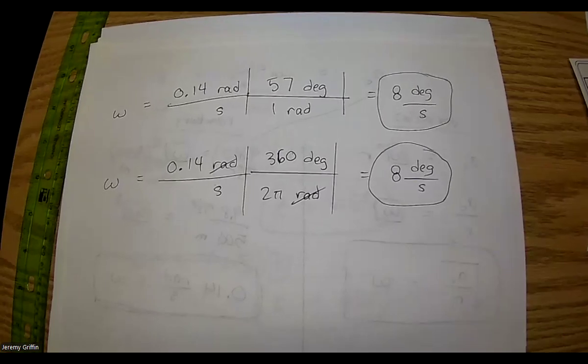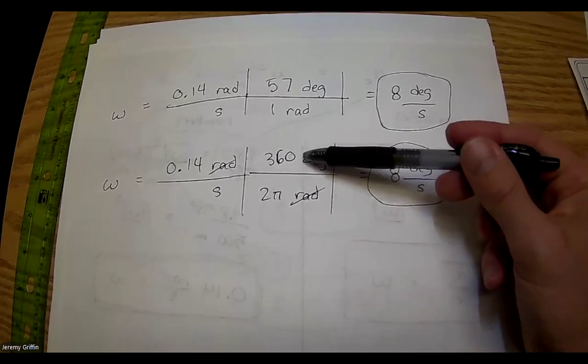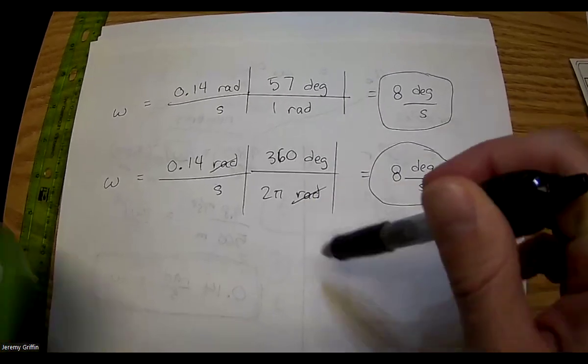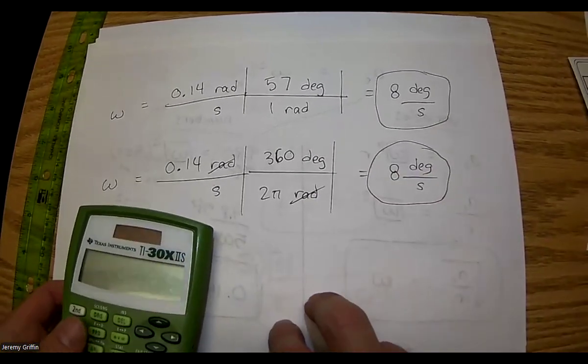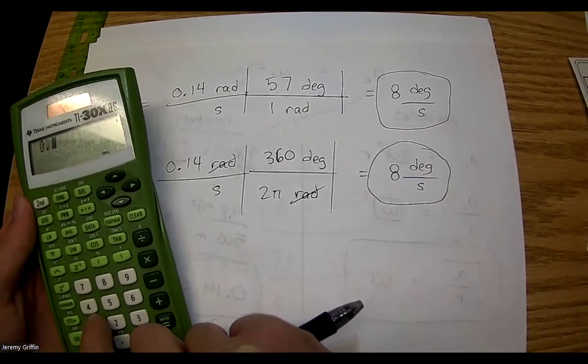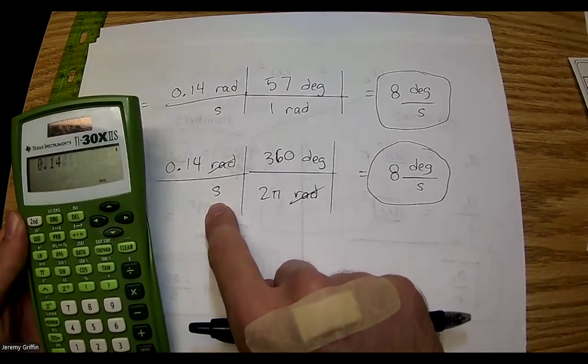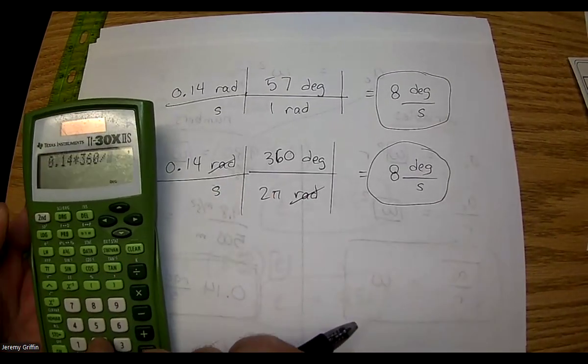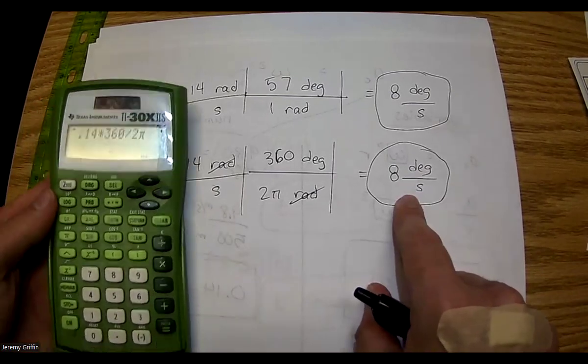Isn't that true? Or I've seen a lot of students do this too: 180 divided by pi. That's also the same ratio. Let me do this with you guys. Pick up a calculator. We're going to do a check here and make sure you can type this correctly. So 0.14 radians per second times 360 degrees divided by 2 pi radians, and I should get 8 degrees per second.